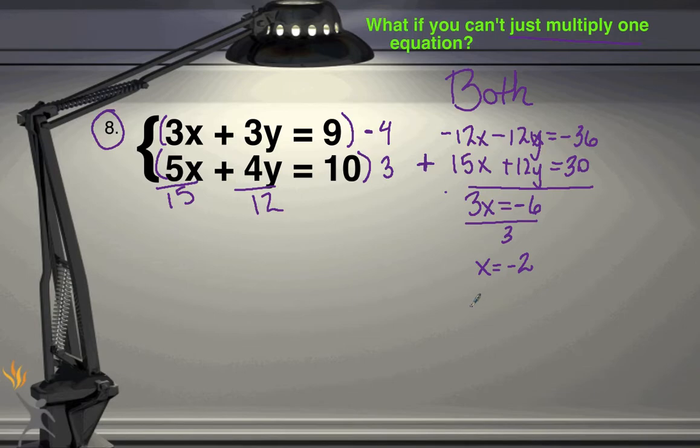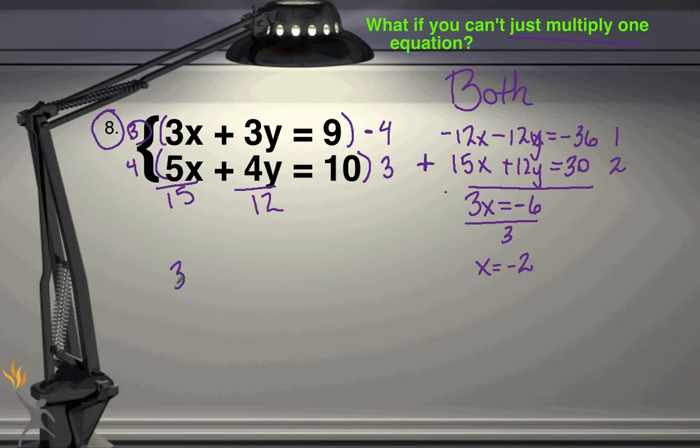Now that I have x equaling negative 2, I can plug it back into any of my 4 equations. This one, this one, this one, or this one. It doesn't matter which one you plug it into. I'm going to choose the one with the smallest coefficients. So I'm going to pick equation number 3.